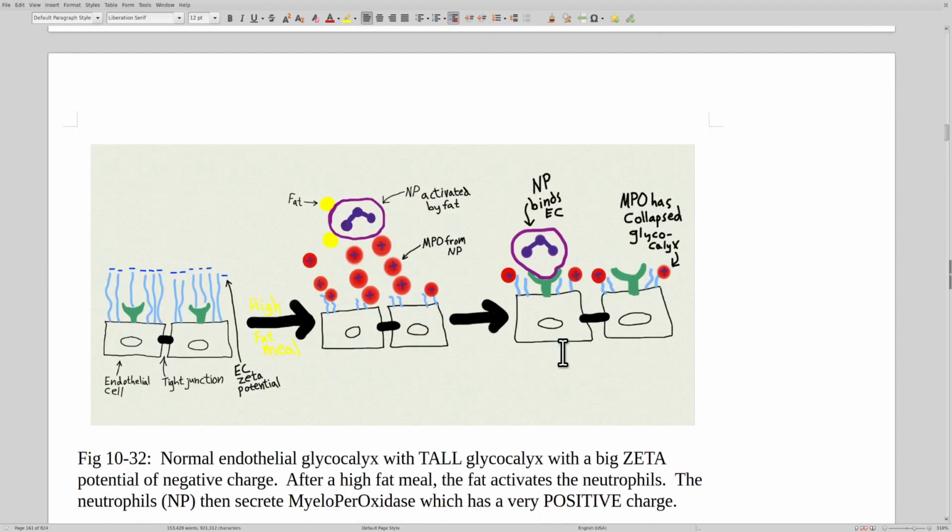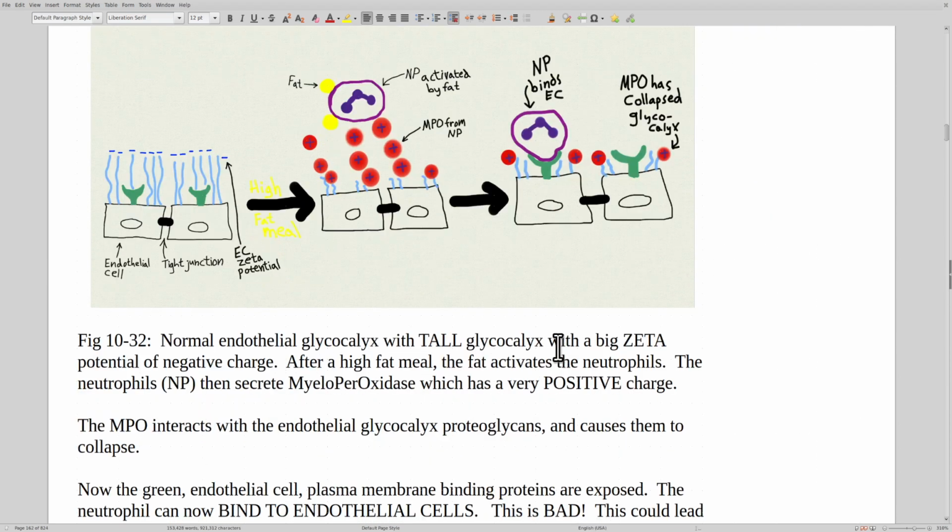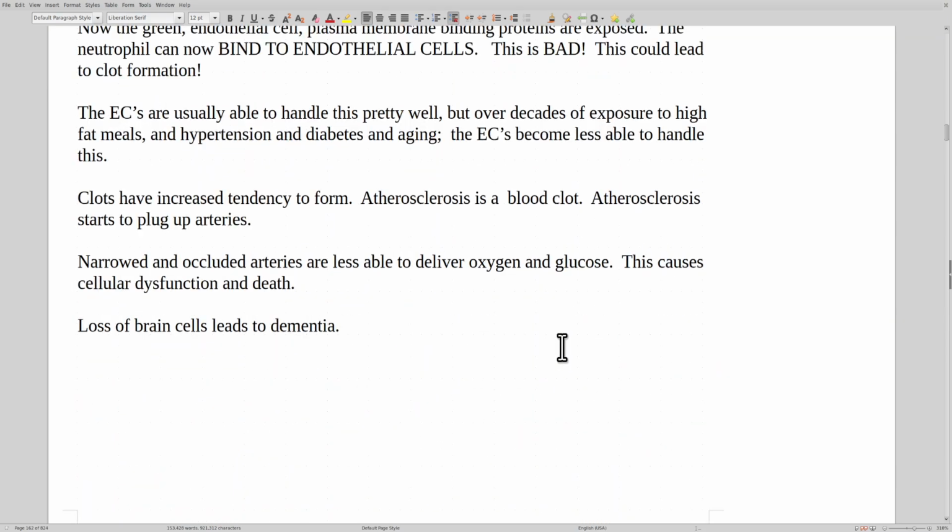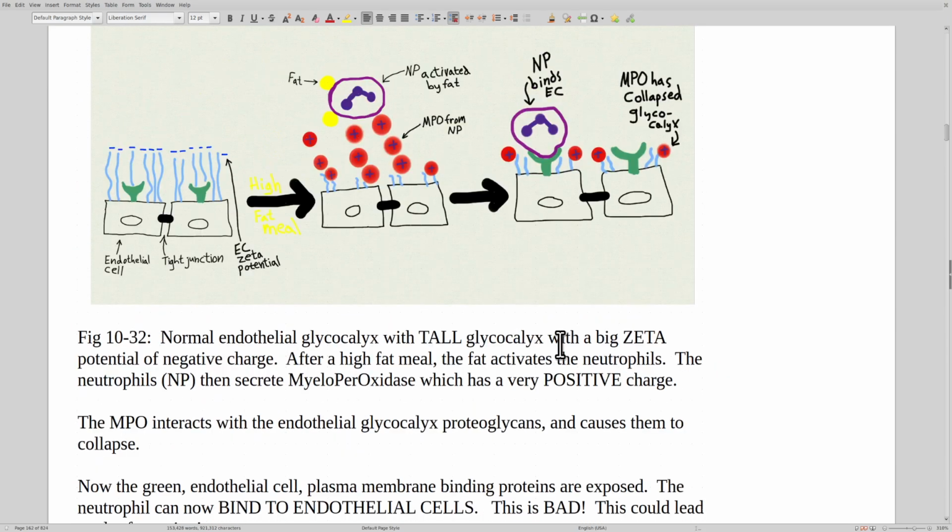They can cause the endothelial glycocalyx to collapse. All right, we're going to end this one here, and then I'll go into more of this endothelial glycocalyx collapsing in response to high-fat meals, causing the neutrophils to release the myeloperoxidase, the MPO, which is this cationic, positively charged stuff, which then causes further collapse of the glycocalyx, and you can get binding of neutrophils, for example, to these receptors.